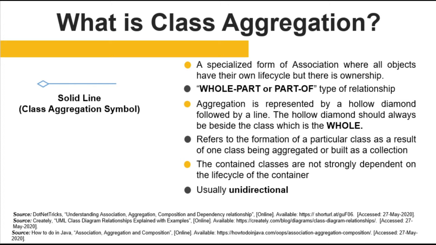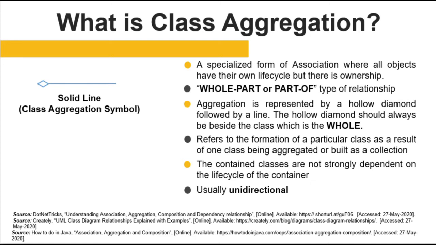Aggregation refers to the formation of a particular class as a result of one class being aggregated or built as a collection. For example, the class library is made up of one or more books among other materials. In aggregation, the contained classes are not strongly dependent on the life cycle of the container. In the same example, books will remain so even if the library is dissolved. We call aggregation those relationships whose objects have an independent life cycle, but there is ownership, and child objects cannot belong to another parent object at the same time.